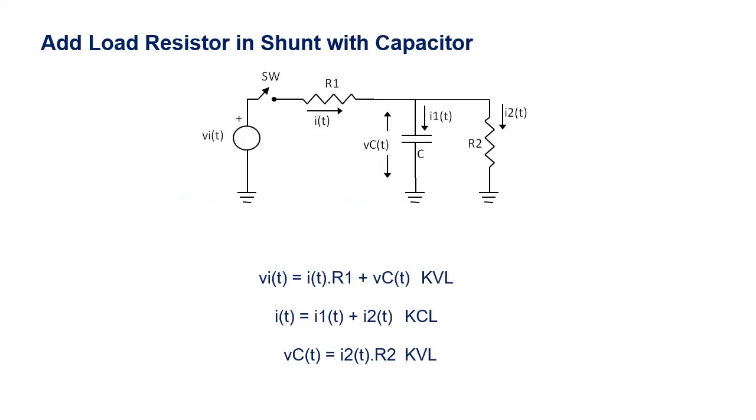We add a resistor in parallel to the capacitor of the simple RC circuit. This resistor could be the input resistance of the next stage, or even the effect of an oscilloscope probe. KCL and KVL equations, used to populate the spreadsheet, are shown.